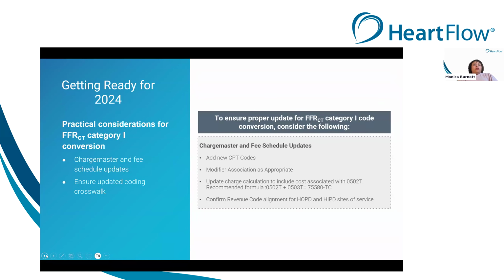Okay, so although we're a little bit into 2024, we still hear some rumblings regarding things that our sites are encountering. One of the biggest things you want to make sure of is that you've updated your charge master and fee schedules, depending on what type of site of service you are, to ensure that you've optimized available revenue as you start submitting new codes.